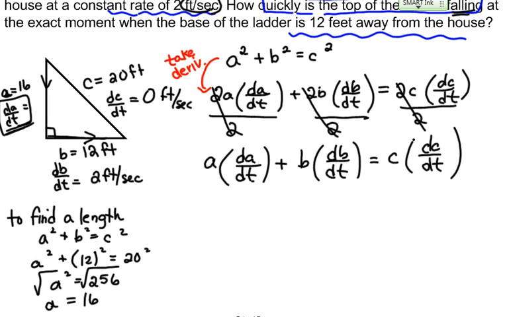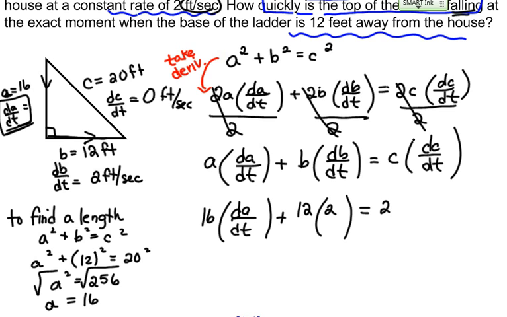Okay, questions from you? Okay, so now we've got our information. We're going to plug in and solve. So we've got 16 times the derivative of a with respect to time plus 12 times 2. And again, if you want to put your units in here, be welcome to do that. And 20 times 0.